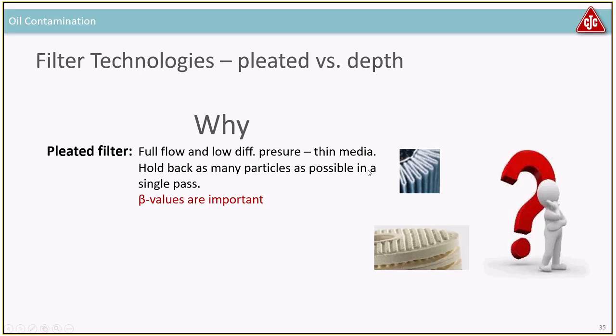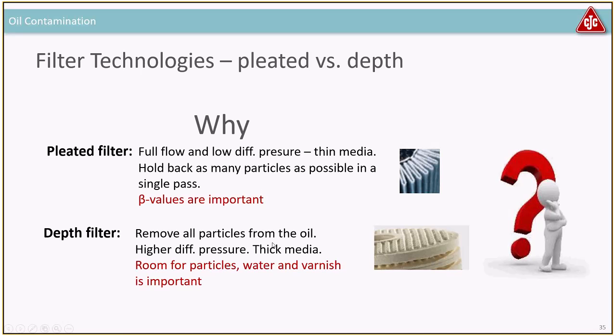And of course I don't want that. My main pump should not be delivering an extra amount of psi just because the filter is taking some. So here the filter needs to have as low a differential pressure over the filter as possible. And of course it needs to hold back as many particles in one pass, single pass, as possible. So here your beta rating or your efficiency in one pass is of course important.